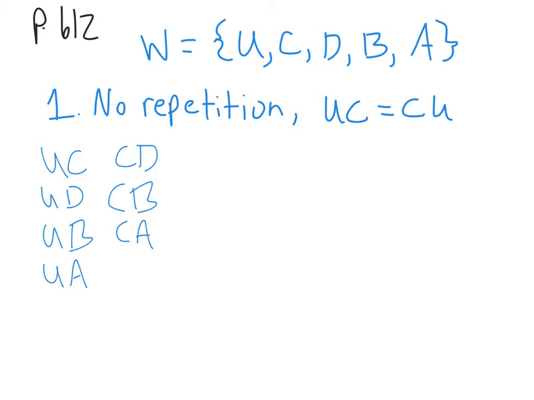We'll go with D and go forward. DB we can do, and DA. And then our last choice now is just BA. So these are all the different outcomes we can have if there is no repetition, we're choosing 2, and order doesn't matter.